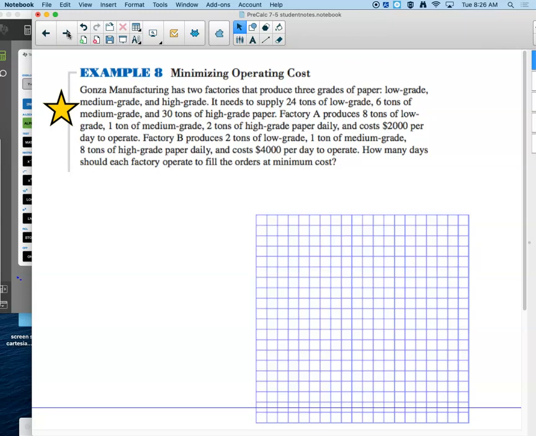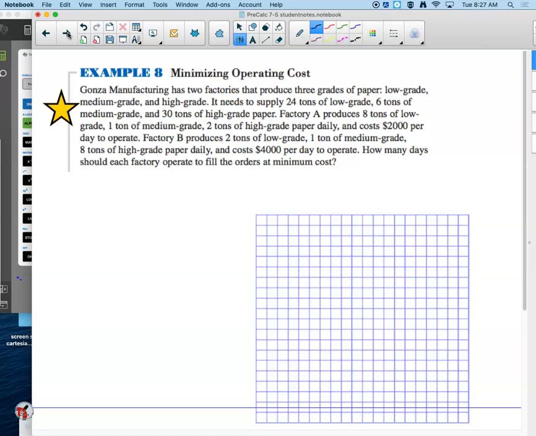Ganza Manufacturing has 2 factories that produce 3 grades of paper: low grade, medium grade, and high grade. It needs to supply 24 tons of low grade, 6 tons of medium grade, and 30 tons of high grade paper. Factory A produces 8 tons of low grade, 1 ton of medium grade, 2 tons of high grade paper daily. Costs $2,000 per day to operate. Factory B produces 2 tons of low grade, 1 ton of medium grade, and 8 tons of high grade paper daily, and costs $4,000 per day to operate. How many days should each factory operate to fill the orders at minimum cost? Wowzers. Again, lots and lots of stuff going on there.